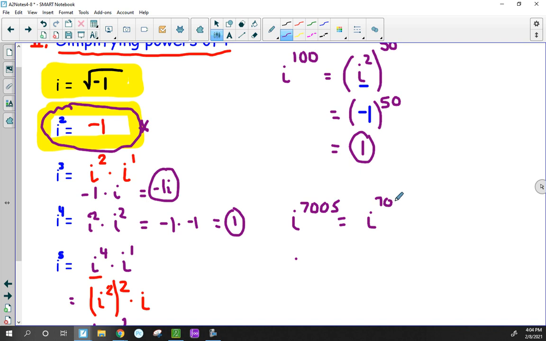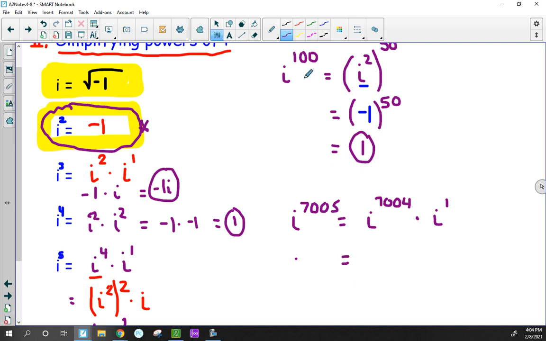The closest I can get to 7005 without going over is 7004. However, this is not the same as this. So now I have to say, I've got 7004 i's. How many more do I need? I need 1 more. Please remember again that when you're multiplying, you add powers, so this plus this should make sense as to why it's equivalent.